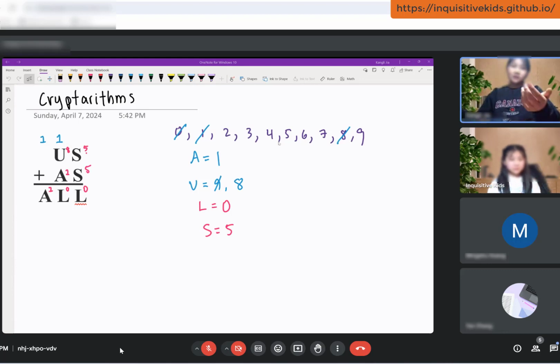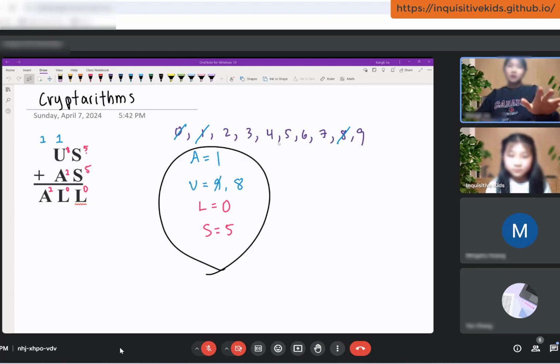Then our final answer would be U equals 8, A equals 1, L equals 0, and S equals 5. That is our final solution. So this was the first problem. Now let's move on to the second problem.